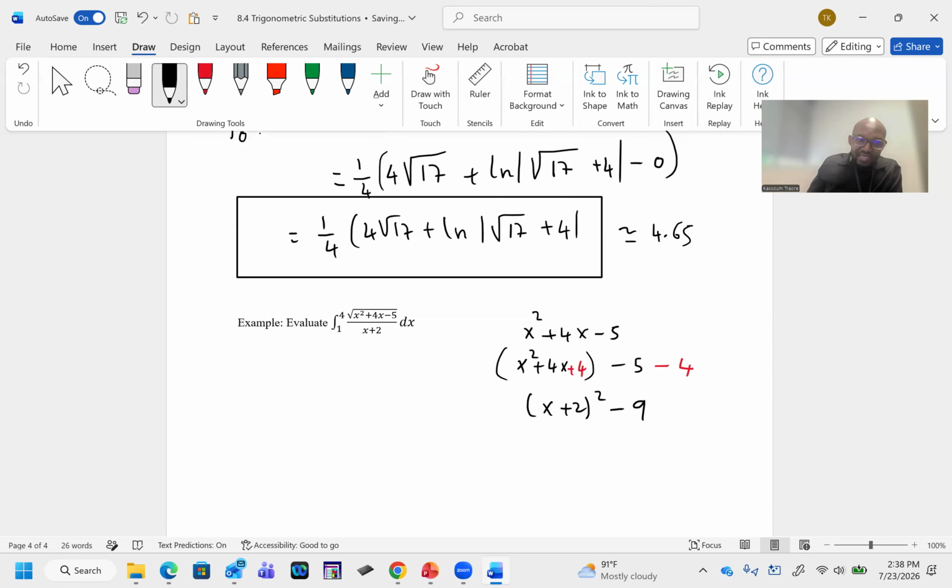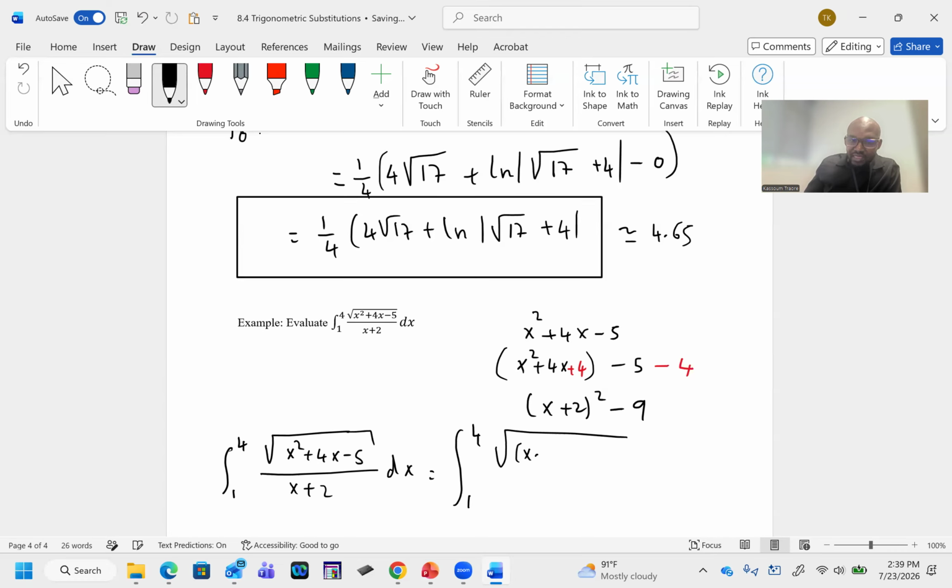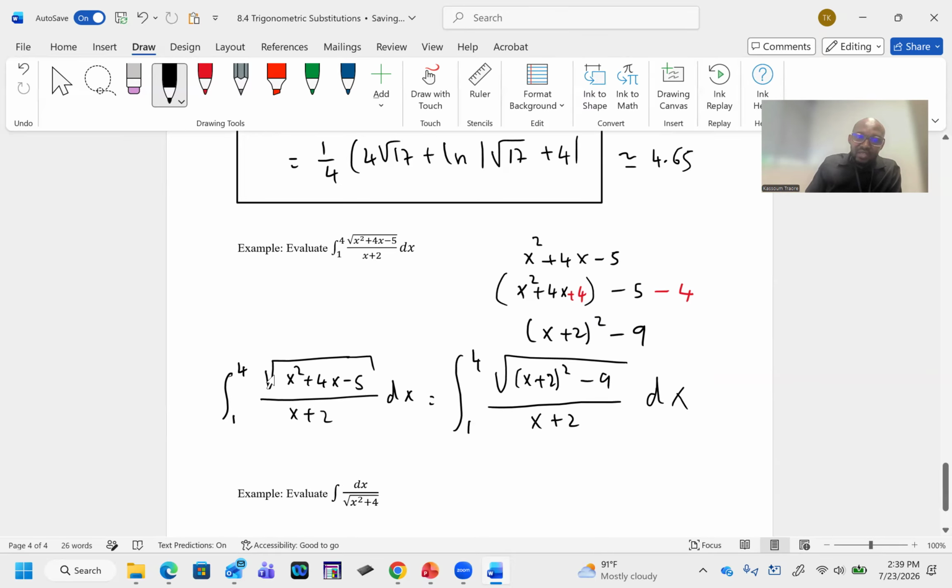So this is the same thing. That is why if I'm asked to find the integral from 1 to 4 of the square root of x squared plus 4x minus 5 divided by x plus 2 dx, I can say it's the same thing as finding the integral from 1 to 4 of the square root of (x plus 2) squared minus 9 divided by x plus 2 dx, right?